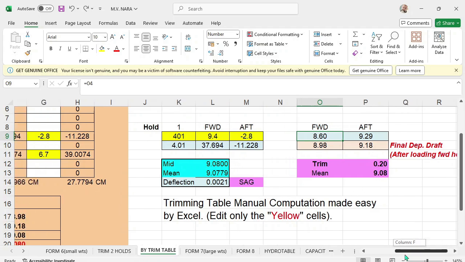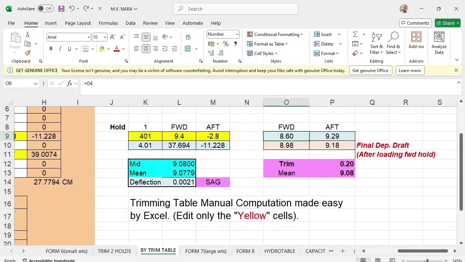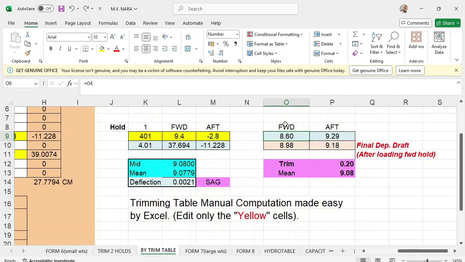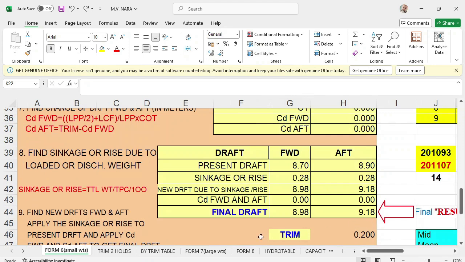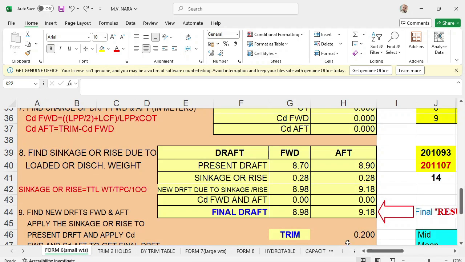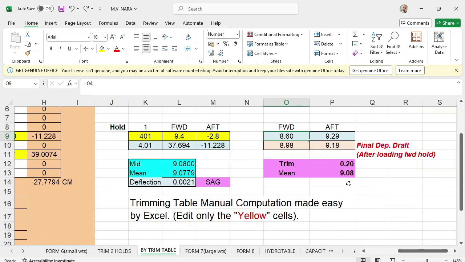Okay, so we have the same up here, forward 9.98, and up is 9.18. Your trim is 20. Your mean is 9.08. So you have 0 deflection.